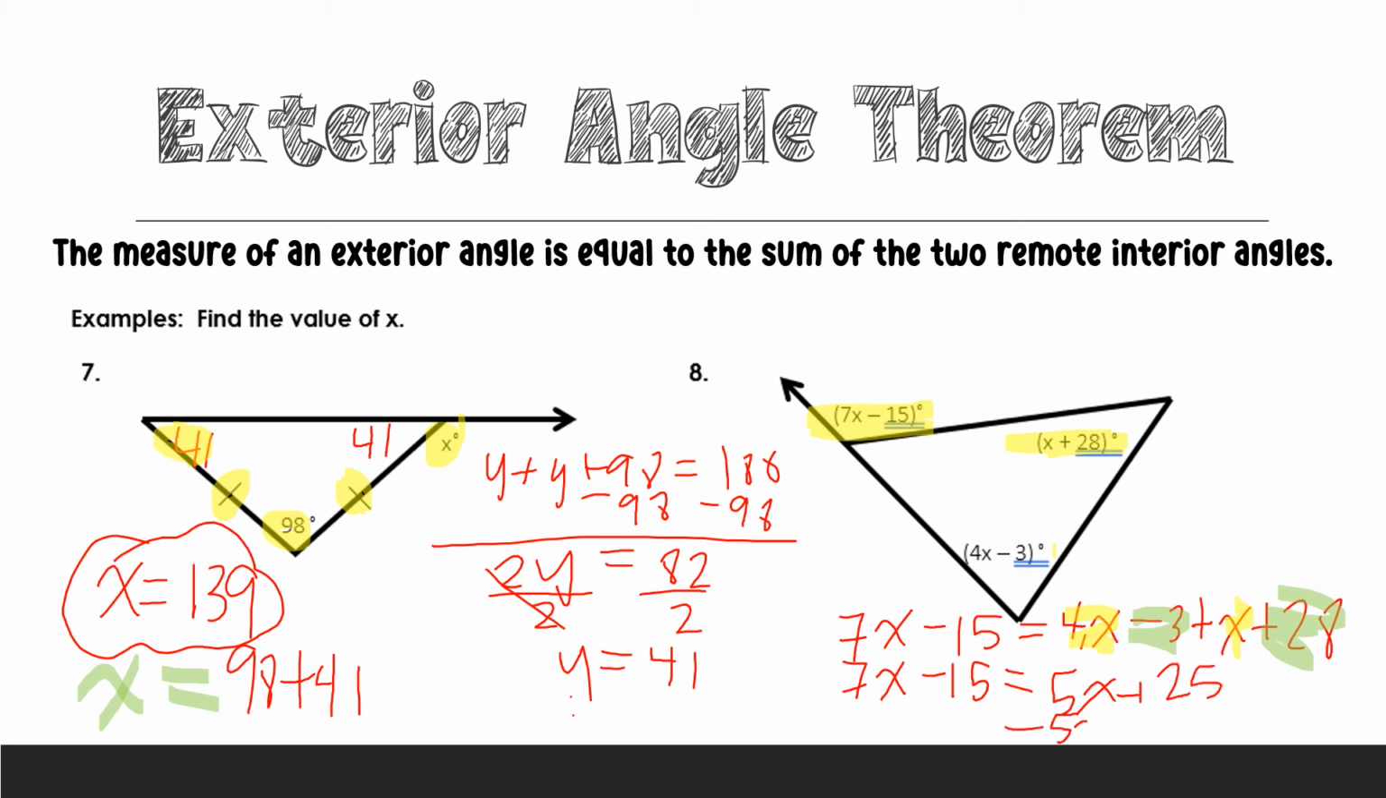I'm going to subtract 5x from both sides to get rid of the 5x on the right. I'm going to add 15 on both sides to get rid of the minus 15 on the left side. So 7x minus 5x is 2x. And 25 plus 15 is 40. Divide both sides by 2. X is going to equal 20.